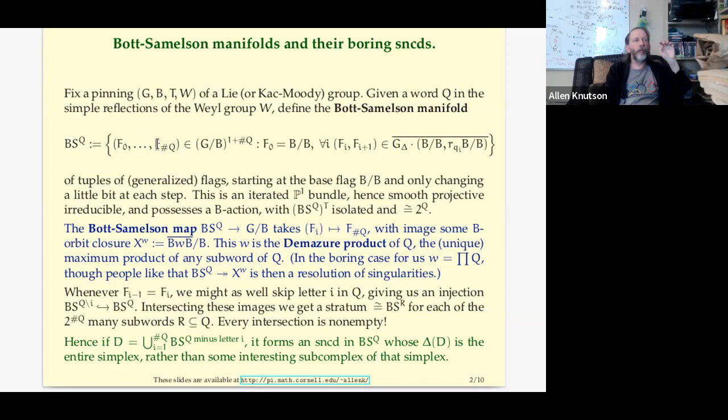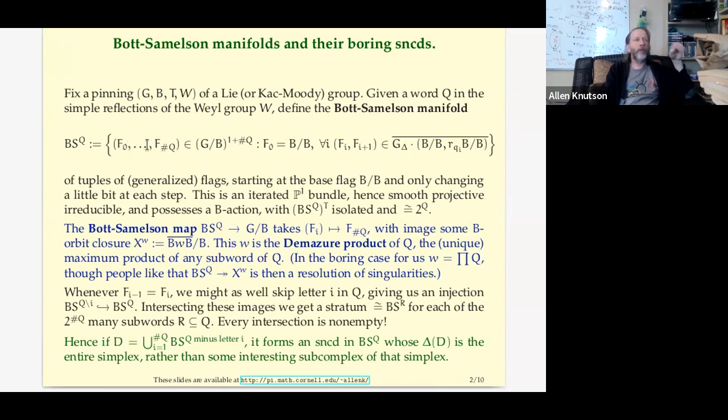In type A, the difference will be that my ith flag will be equal to my i minus first flag, except in one dimension. So I might change the three plane, then I might change the one plane, then I might change the three plane again, then the four plane, then the three plane. So I'm going to start with the base flag here, that's F naught, this B mod B. And then I'm going to change my flags just a little bit.